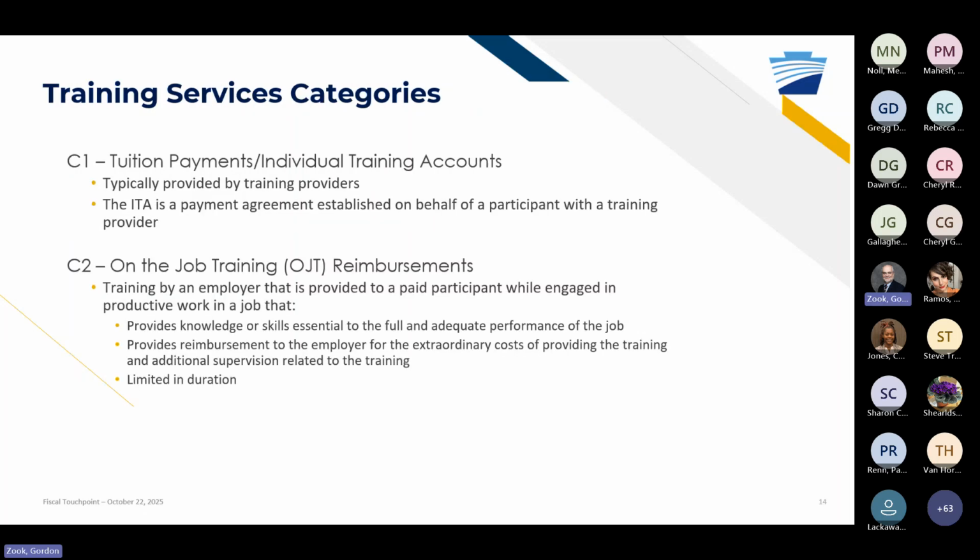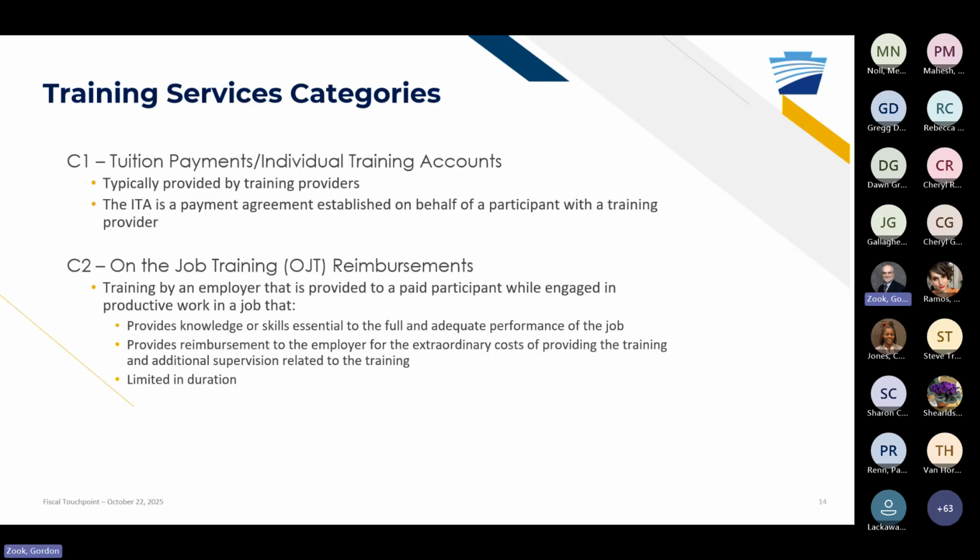Then moving into the next major section, training services categories. We start with C1, which is tuition payments or individual training accounts. These are training services that are typically provided by training providers, and they receive payment through the ITA. It's a payment agreement established on behalf of a participant with a training provider.